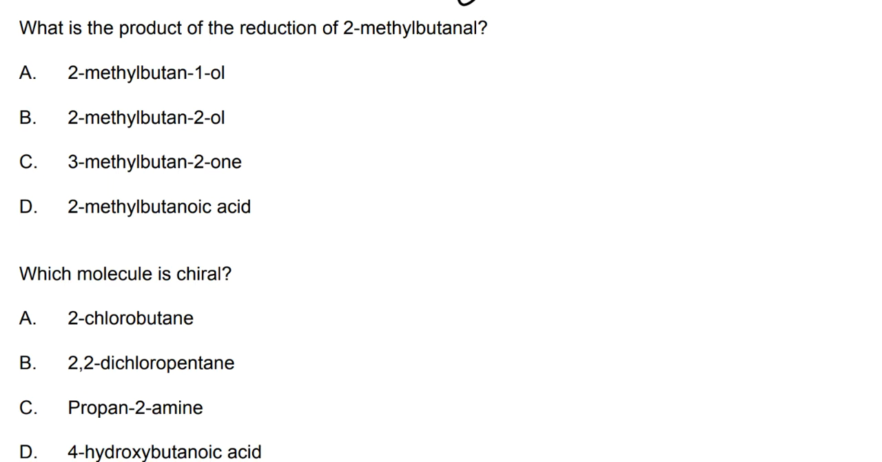What is the product of the reduction of 2-methylbutanal? 2-methylbutanal is going to be like that.